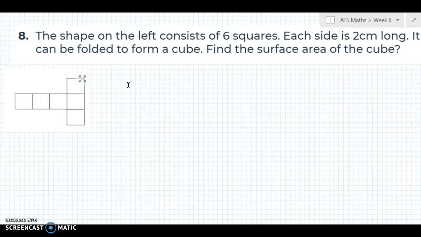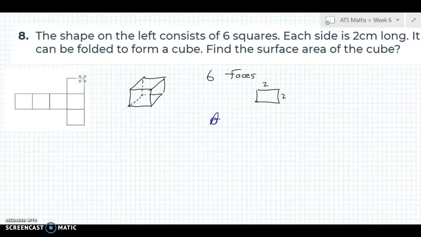So if you fold this up, what are you going to get? You're going to get a wee box, and it's like a dice or whatever. So this box is going to have the front and the back, the top and the bottom, and the 2 sides. So there's 6 faces, and each of these faces is a square, and it's 2 centimeters by 2 centimeters.